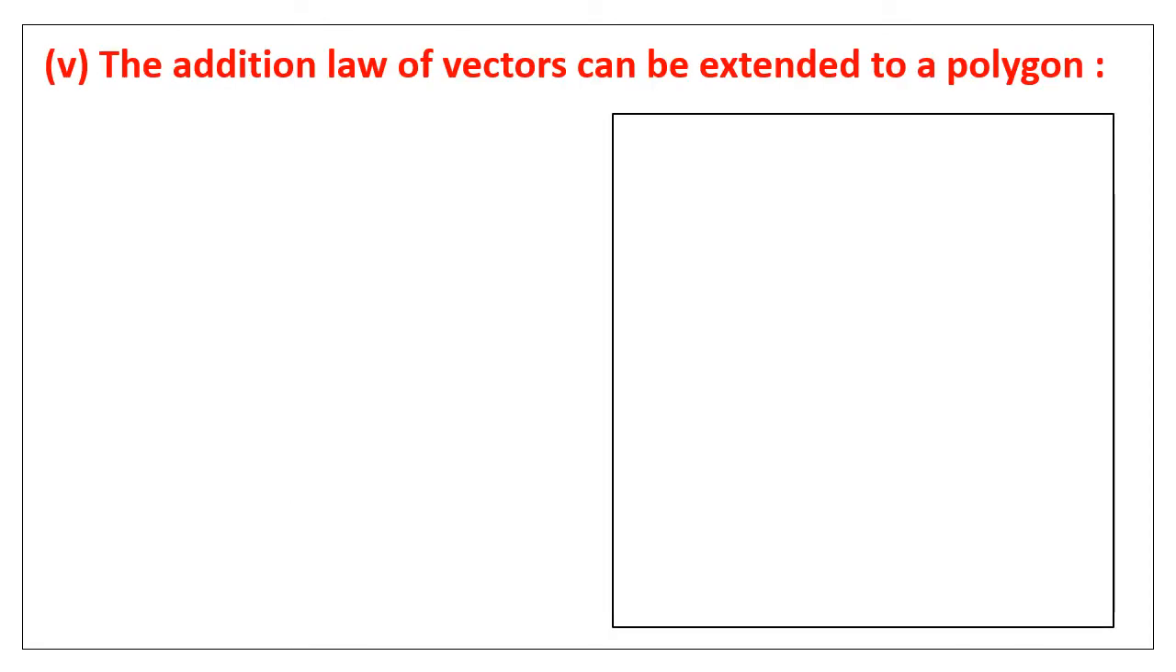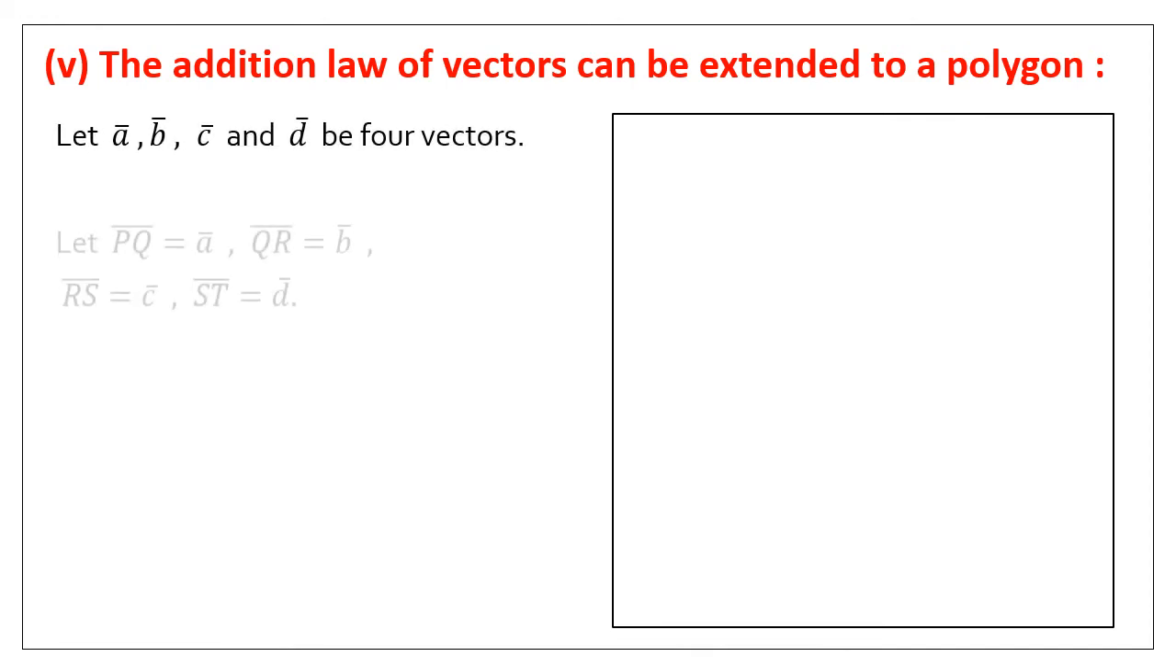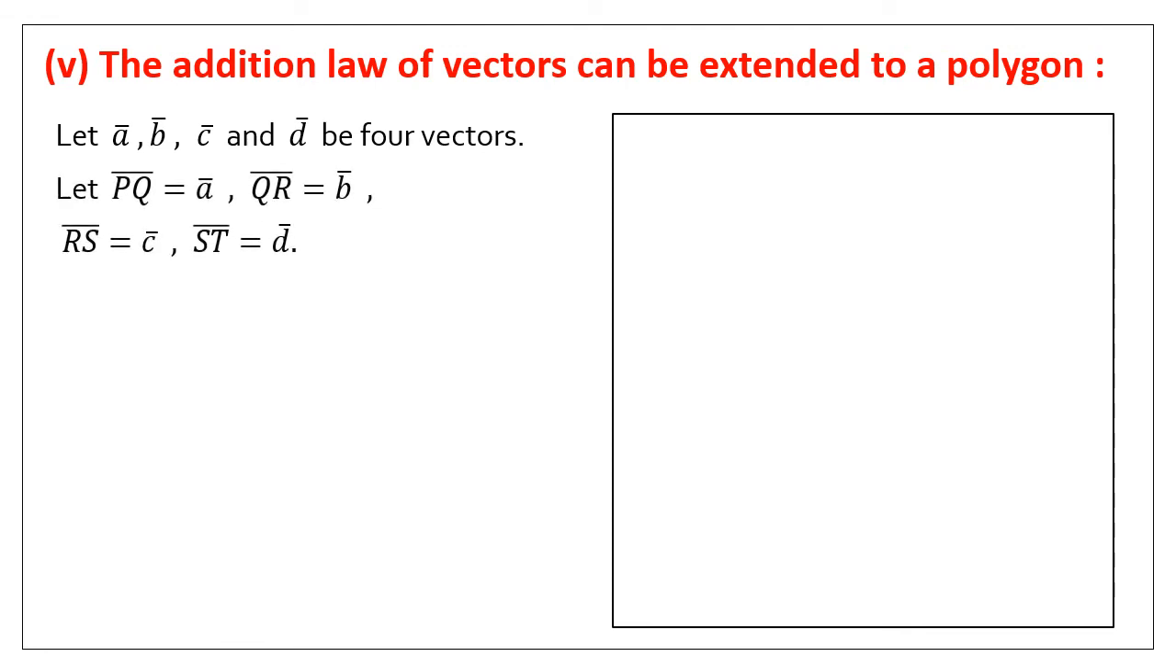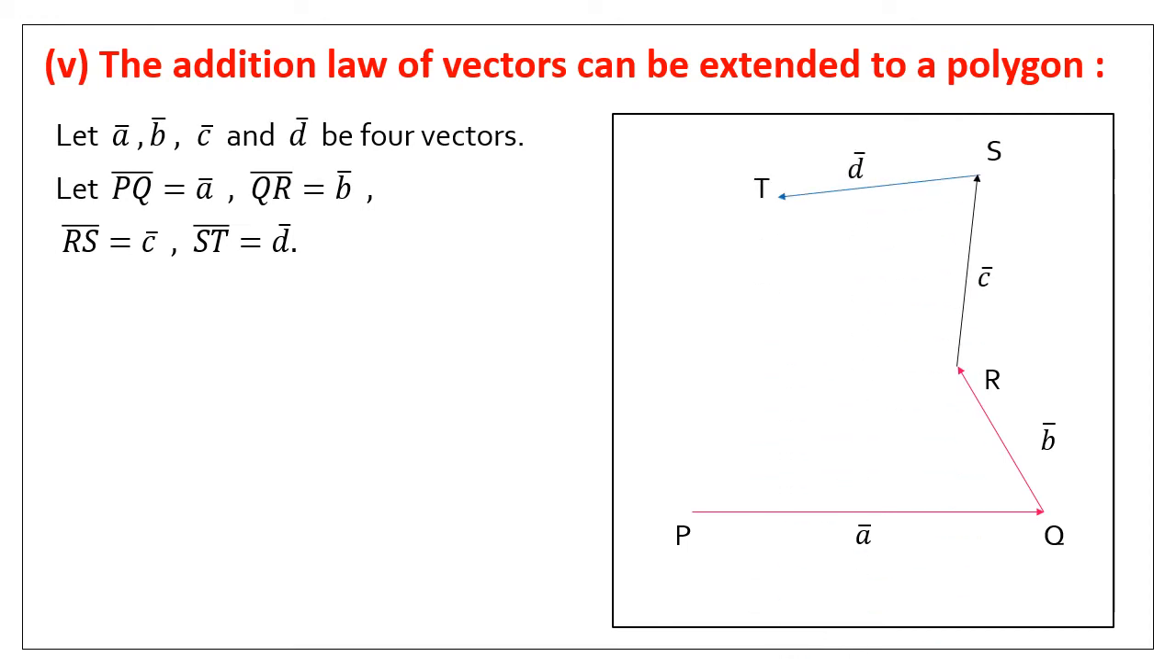The addition law of vectors can be extended to a polygon. Let A bar, B bar, C bar and D bar be 4 vectors. Let us draw PQ bar equals A bar, QR bar equals B bar, RS bar equals C bar and ST bar equals D bar. Now we have to add all these vectors.